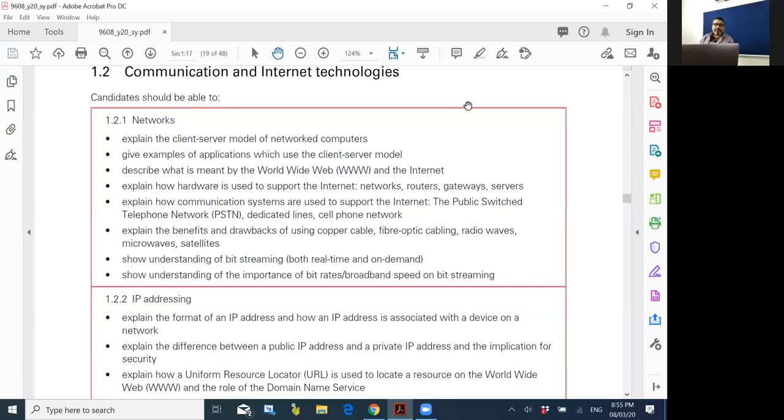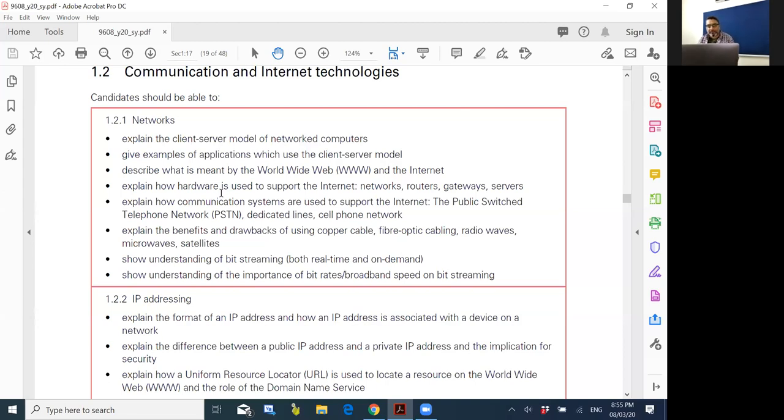Hello viewers, this lecture is about communication and internet technologies, part 1.2.1. This is about networks. There are so many things in it. We will be having a long lecture. I might break down this lecture into a number of lectures as a series. Anyways, let us start.